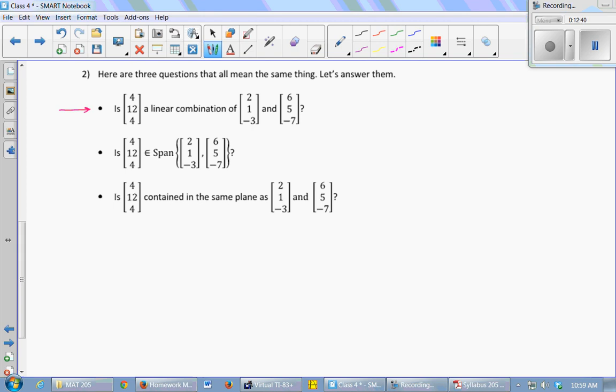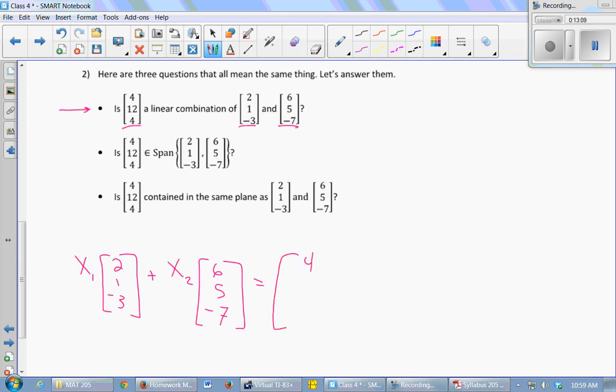So we want to know, can I take a multiple of this vector plus a multiple of this vector to get this vector? The multiples are what I don't know, so I'm going to call them x1 and x2, my variables. Can I take a multiple of (2, 1, -3), add to that a multiple of (6, 5, -7), and obtain the vector (4, 12, 4)? Is there an x1 and an x2 that makes this possible? If there is, then it's a linear combination, and if there isn't, then you can't write (4, 12, 4) as a linear combination of the other two vectors.